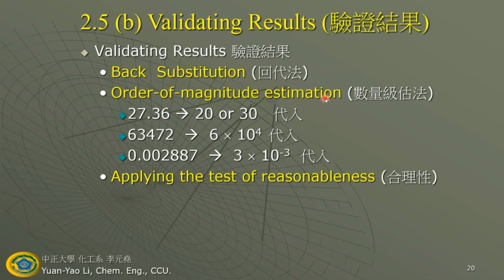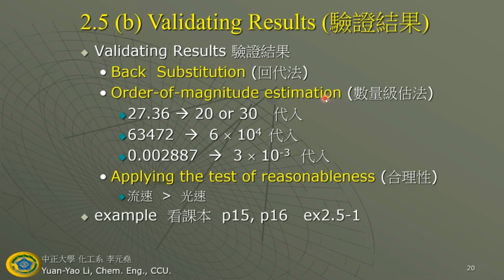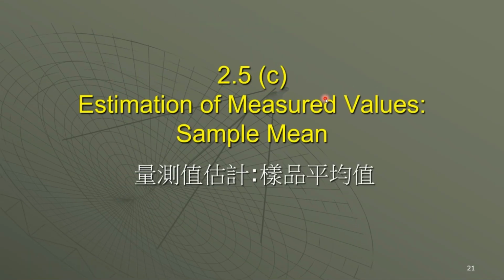And the third one is to apply the test of reasonableness. So, for example, you got the flow rate, and the flow rate is faster than the speed of light. It doesn't make sense, right? So you know the answer is wrong. You don't think this is the right answer. Okay, so there are some examples I want to show you very soon.